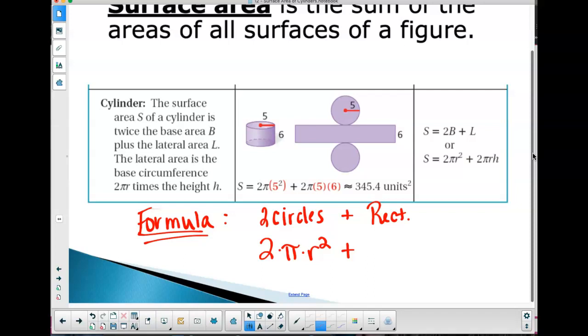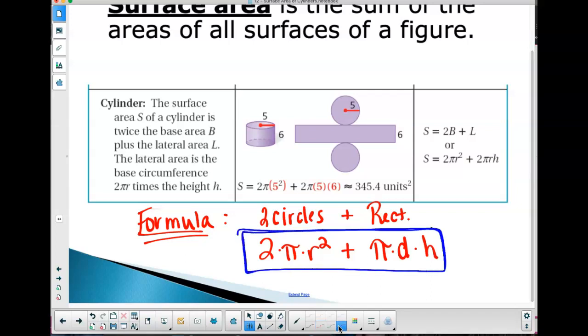So how do we find the distance around a circle? How do we find circumference? What's the formula for circumference? Krista? Pi times diameter. So this bottom part is really pi times diameter times the height to get the rectangle. So the formula for the rectangle part is pi times d times h. So this is the formula that we are going to use.